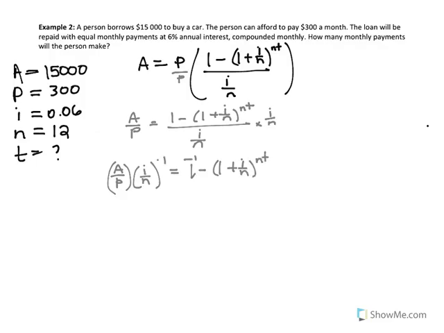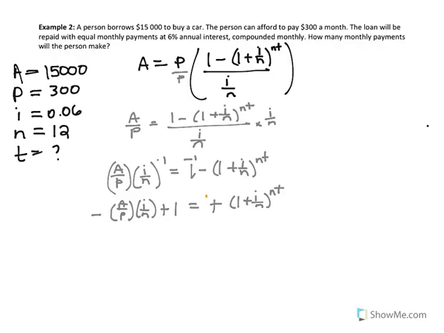I'm going to subtract 1, so I have A over P times i over n minus 1 equals negative (1 plus i over n) to the nt. I do not want this negative, so I'm going to change it to a positive and change all the other signs. So it's negative A over P times i over n plus 1.